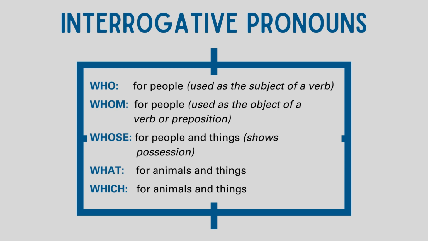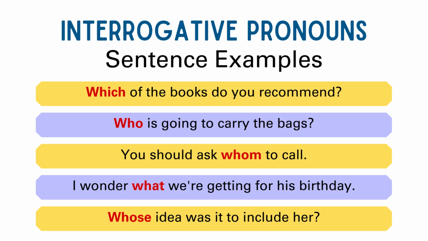Now the next 2, both what and which, are for animals and things. They're not used for people, okay? And which is usually used when there are options given. How are interrogative pronouns used in a sentence? Well, it's simple. They're mostly used for questions, but they can also be found in simple sentences. Let's go over the examples here.